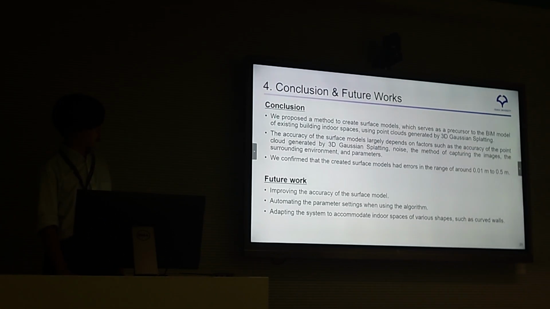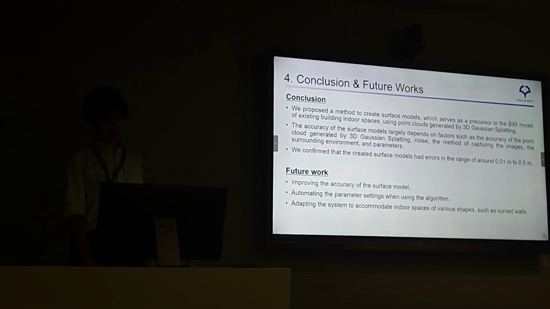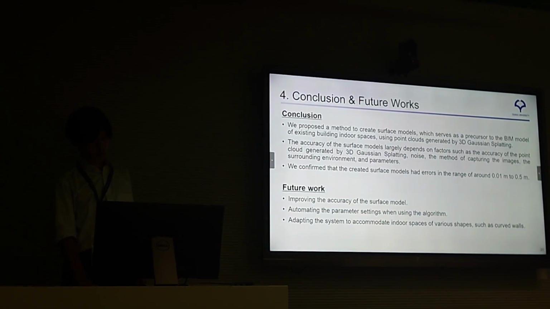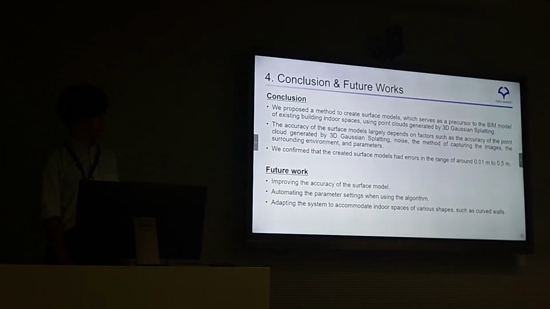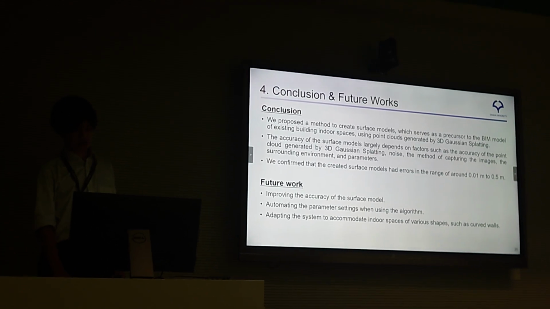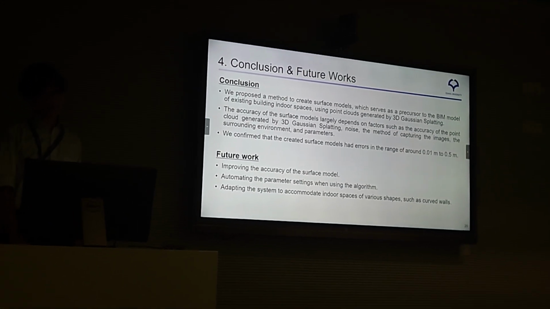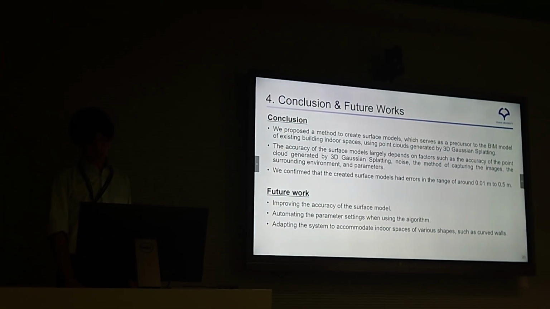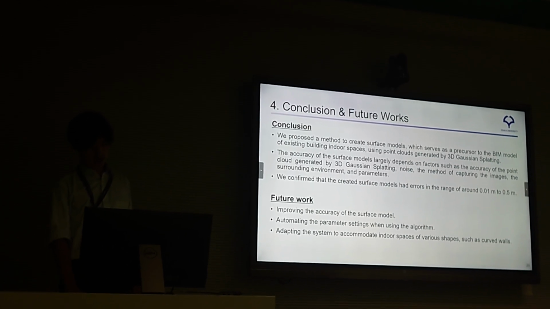In the future, the challenge is to create surface models with accuracy comparable to laser scanning. 3D reconstruction methods like 3D Gaussian splatting are still relatively new technologies, so there is potential for accuracy improvements. It also has the advantage of being much more cost-effective than laser scanning. If accuracy improves in the future, it could be possible to accommodate different types of indoor spaces in the same way as laser scanning methods.